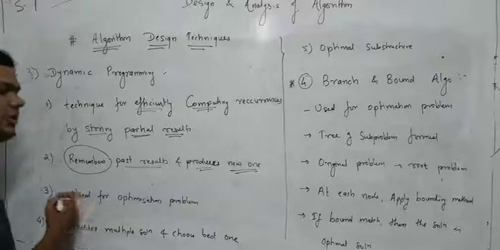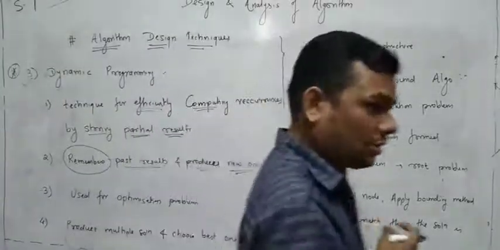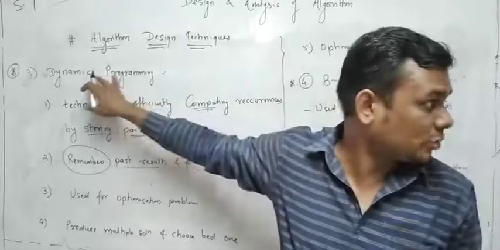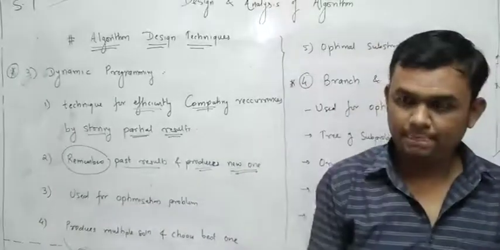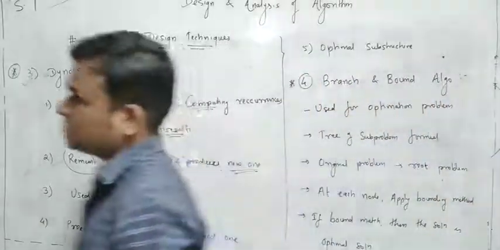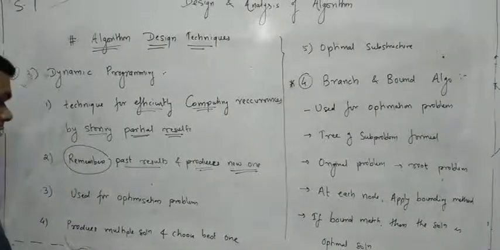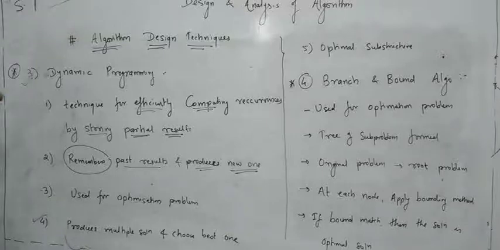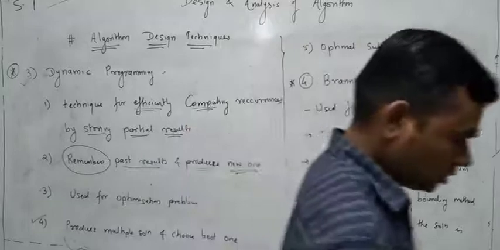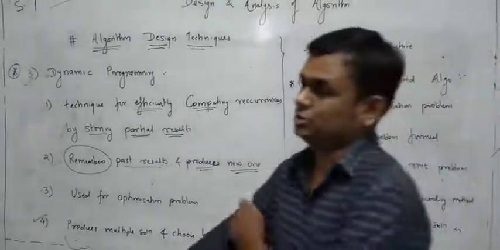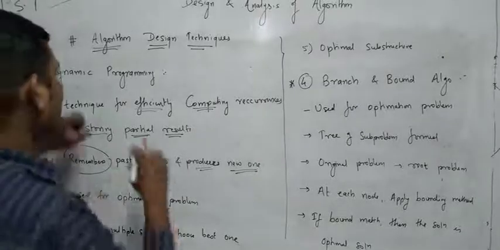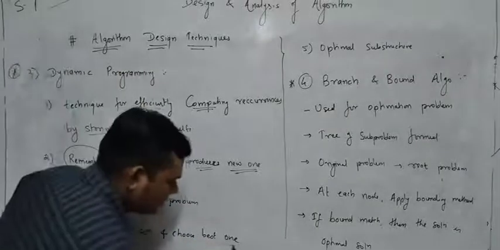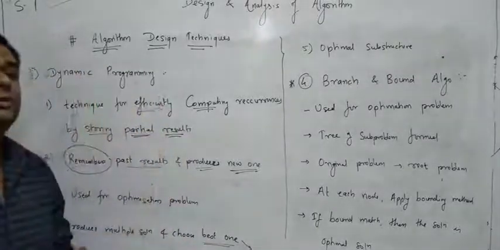Friends, here we have to solve a number of optimization problems. That's why we use the dynamic programming approach for solving optimization problems. Optimization problems produce optimal solutions. The dynamic programming approach produces multiple solutions, and from those multiple solutions, it chooses the best one, which is near or approximate to the optimal solution.